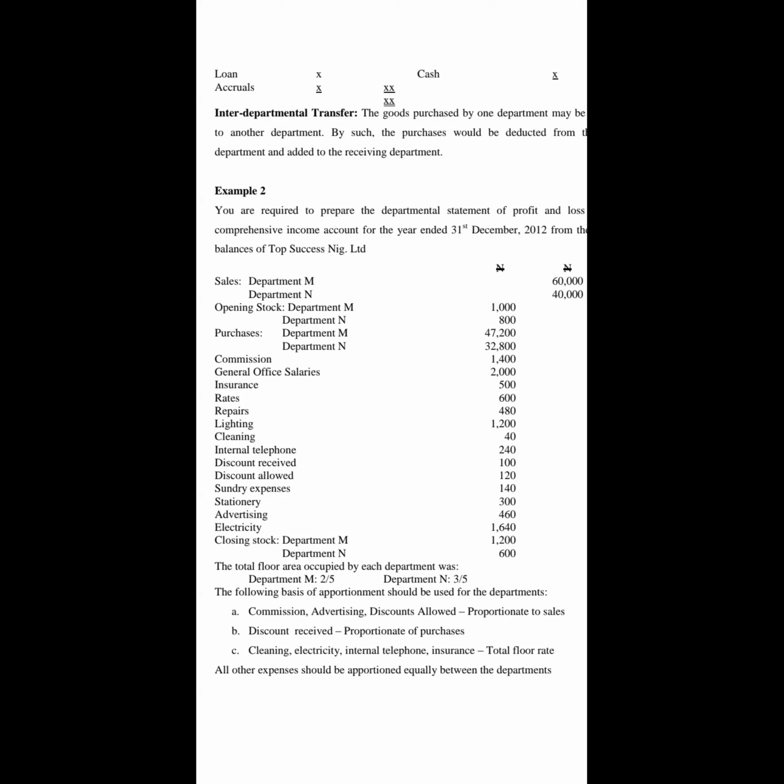Because the question told us the basis for apportionment of commission, advertising, and discount allowed, those are 3 different expenses, isn't it? We are given the cost of these expenses in the question, so we want to apportion them to the various departments based on the condition given to us. They said we should use proportionate to sales. So our sales for department M is 60,000, and total sales is 100,000.